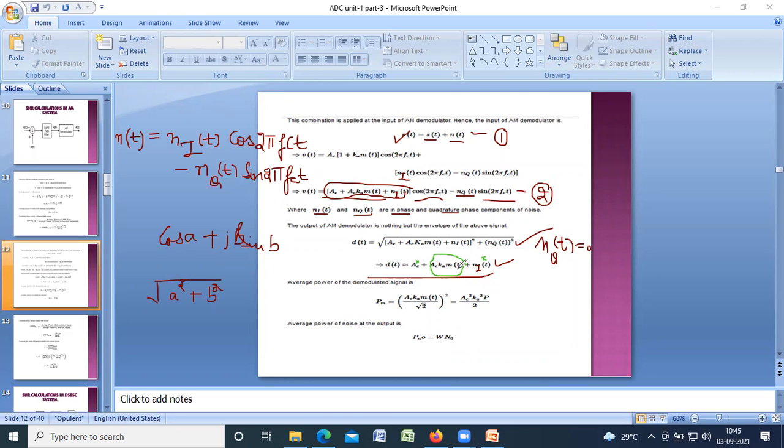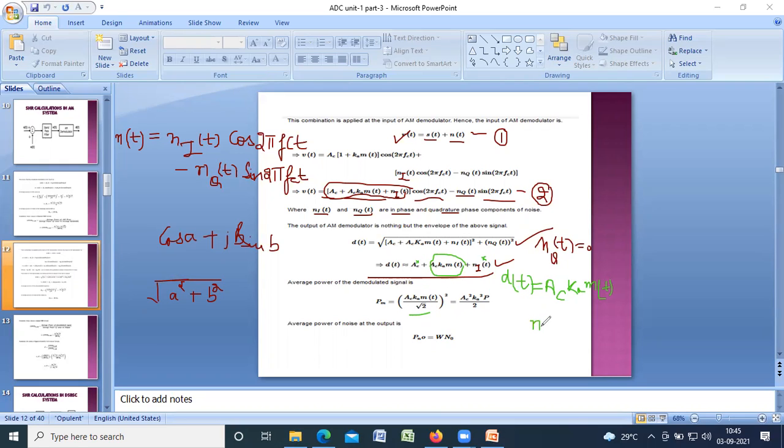And how to find out the average power of this demodulated signal? पहले आप यहाँ पे लिख लो D of T is equal to AC KAM of T. And how to find out the average power? We already know Vm by root 2 by the whole square. अब यहाँ पे amplitude क्या है? That is AC KAM of T. This form by root 2 का square कर दिया.